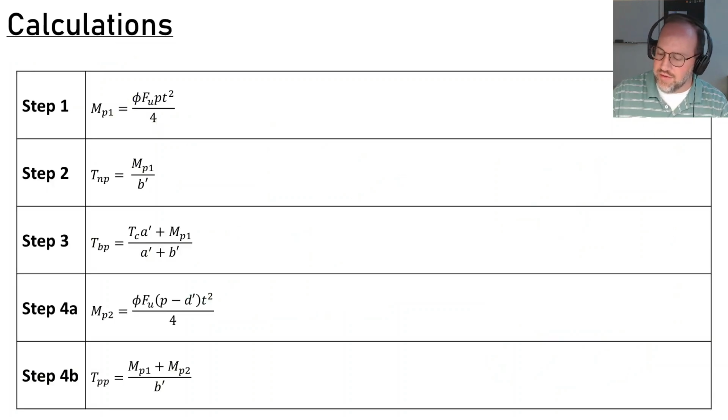So the first thing that we need is our plastic moment capacity. So we need a 0.9 for the phi factor. We need a Fu. Let's assume it's A992 steel. So this is 65 ksi.